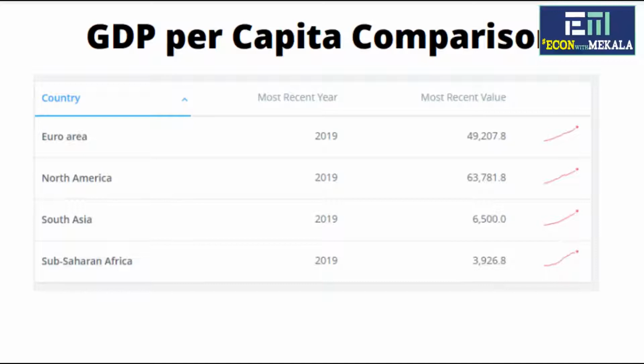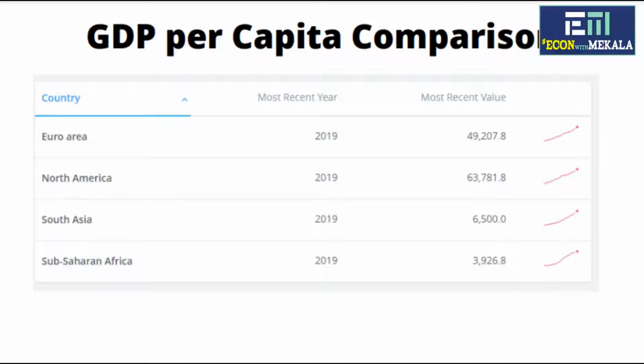If you look at South Asia, GDP per capita is $6,500. This value is almost 1/10 of GDP per capita of the North American region. So if you look at some countries in South Asia and some countries in North America, there is a huge gap between living standards of people in North America and South Asia, because there is a huge gap between GDP per capita of the North American region and the South Asian region.